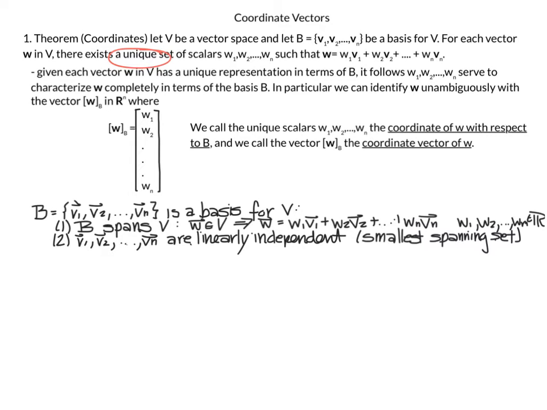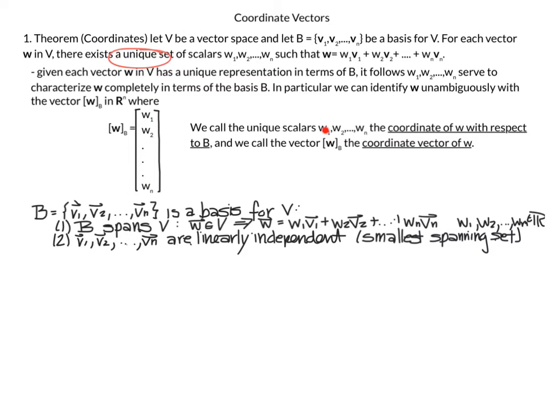Because these scalars are unique, that means for our vector W, we don't actually have to write out each vector. We can just list out the scalar multiples, and that will identify our vector W uniquely. In other words, it's understood that the first scalar goes with the first vector in our basis, and that the second scalar goes with the second vector in our basis. So we don't have to write this full linear combination out. We can just write our scalars.